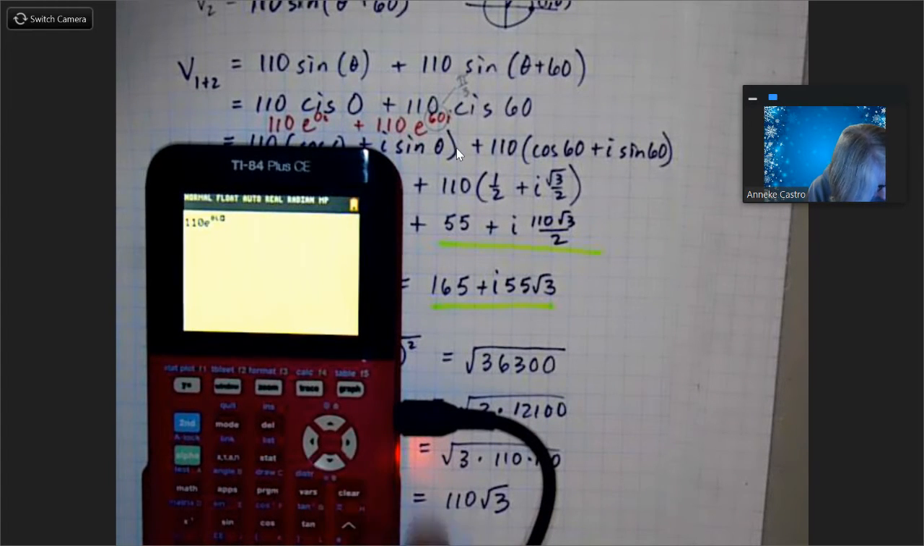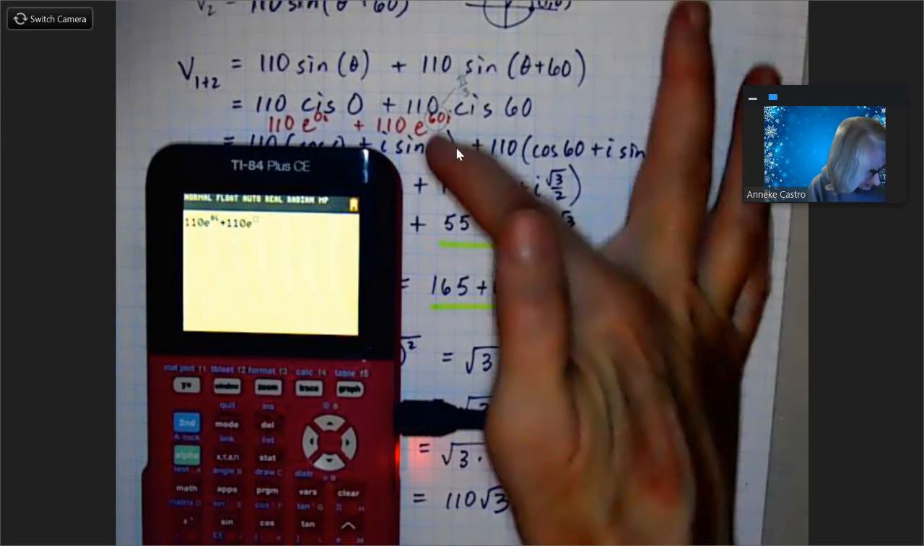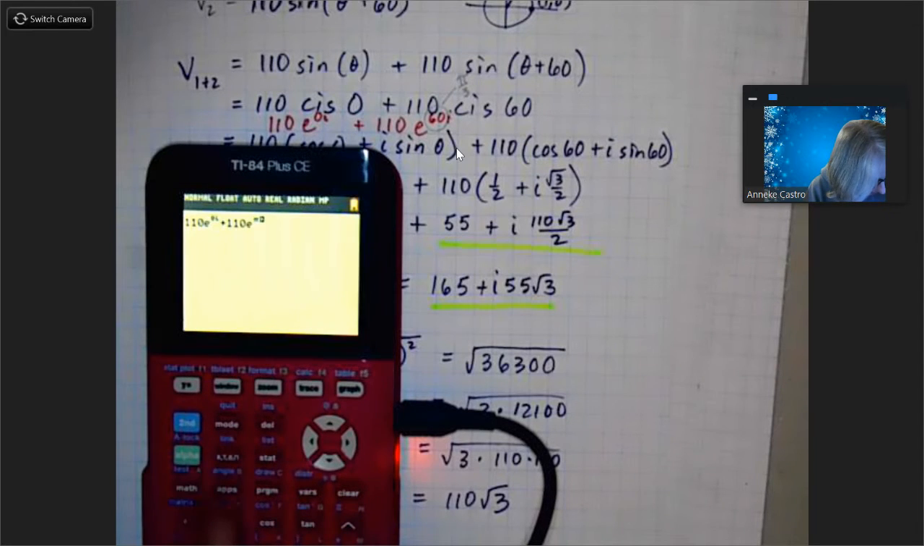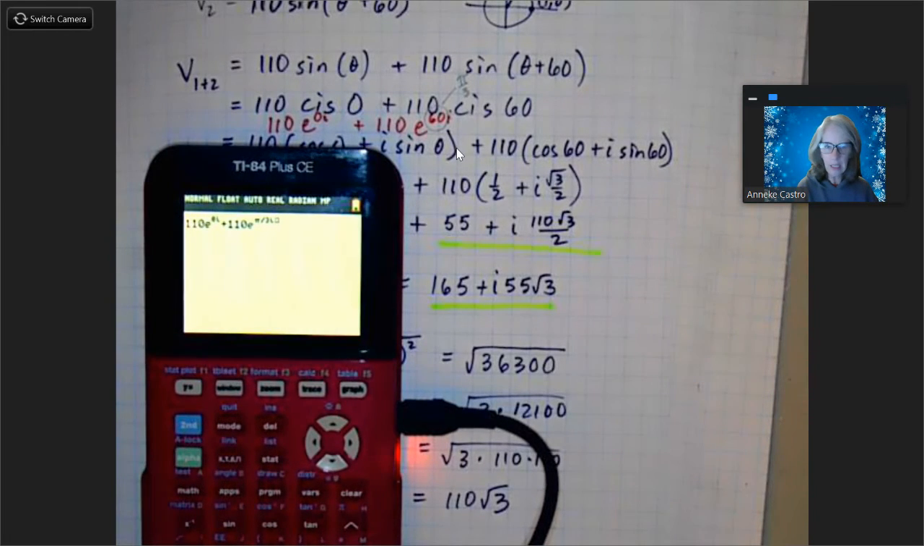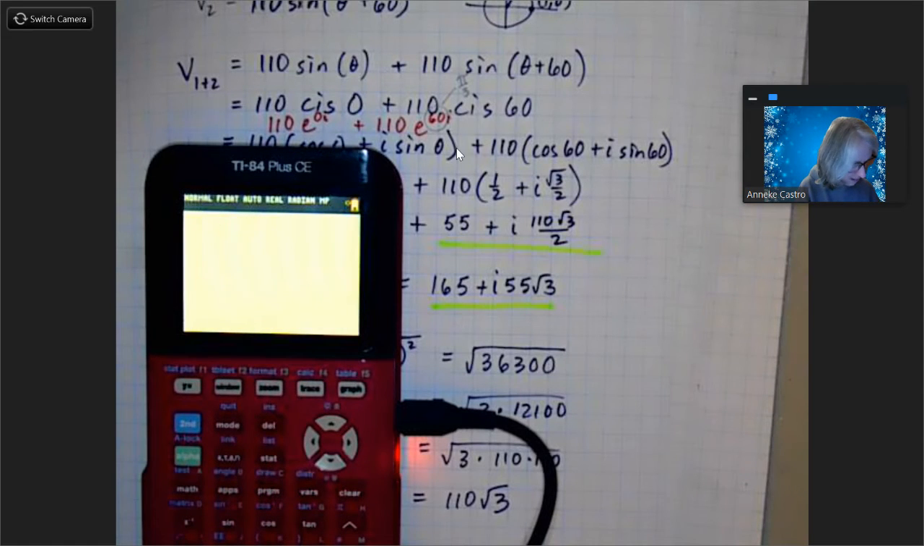0i plus 110 e to the 60. Instead of 60, I'm going to write pi over 3 and then i. Don't forget the i. It won't do it right if you don't do the i. Sorry, it's a little fuzzy there. All right, and then I hit enter, and it gives it to me in Cartesian form.